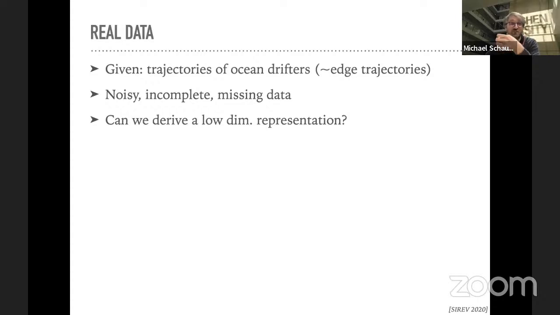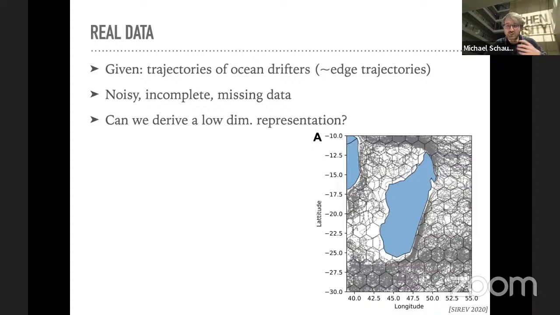Now we have trajectories on the ocean. These are buoys that drift in the ocean. And this is fairly noisy data. These buoys lose contact with their satellite link and whatnot. And so our question was, nonetheless, can we derive some low dimensional representation? I'm not an oceanographer, so I'm not inherently interested in these buoys, but we wanted to apply this to real data.